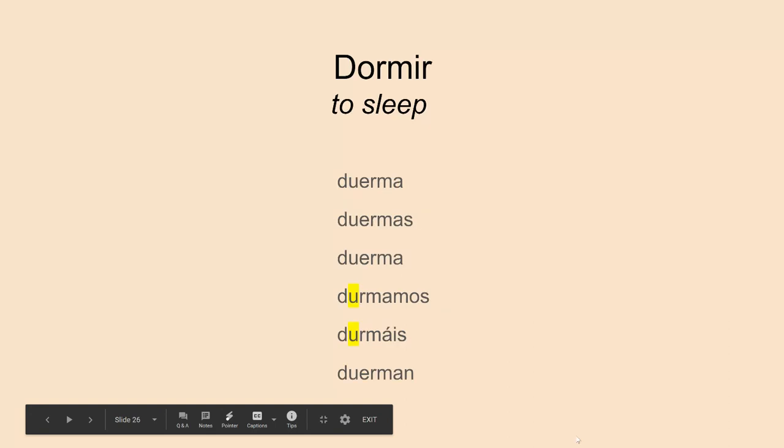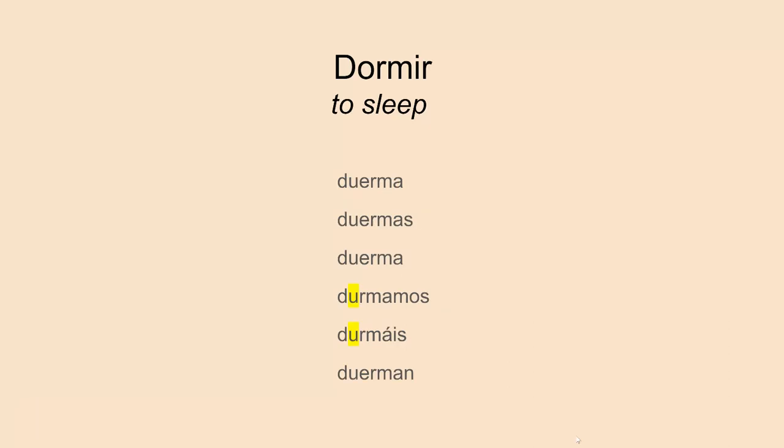Dormir. This is an example of an O to UE. So usually it has two letters, which means I'm only going to use the first letter in nosotros and vosotros. Duerma, duermas, duerma, durmamos, durmáis, duerman.